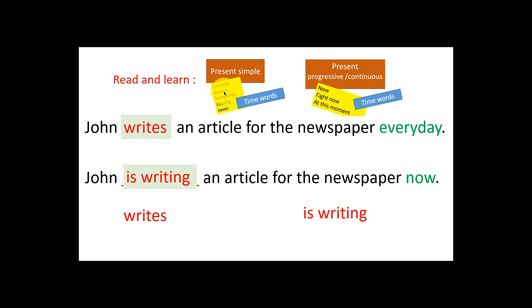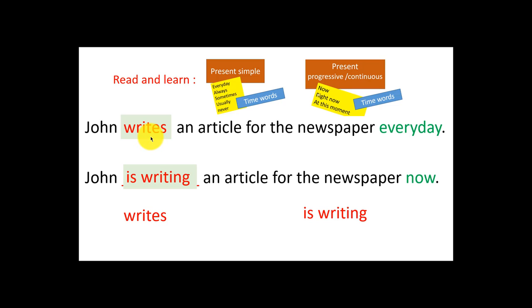Look at these time words. We have every day, always, sometimes, usually, and never. These time words are used in the present simple. If we want to express the present simple, we can use these time words. And these time words now, right now, at this moment, are used to express an action in the present progressive. Okay, so here we have the time word every day. Which tense do we have to use? Yes, we will use the present simple.